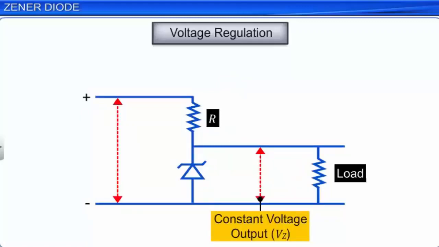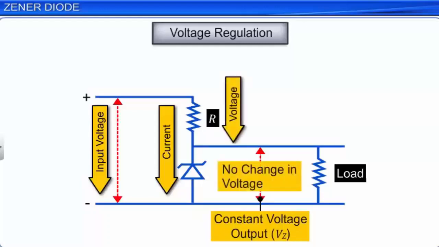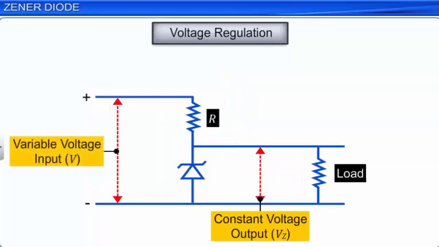On the other hand, if the input voltage is decreased, the current through R and the Zener diode decreases. This reduces the voltage across R without affecting the voltage across the Zener diode. Thus, irrespective of increase or decrease in the input voltage, the voltage across the Zener diode remains constant, which is collected across the load resistance. Hence, the Zener diode acts like a voltage regulator.